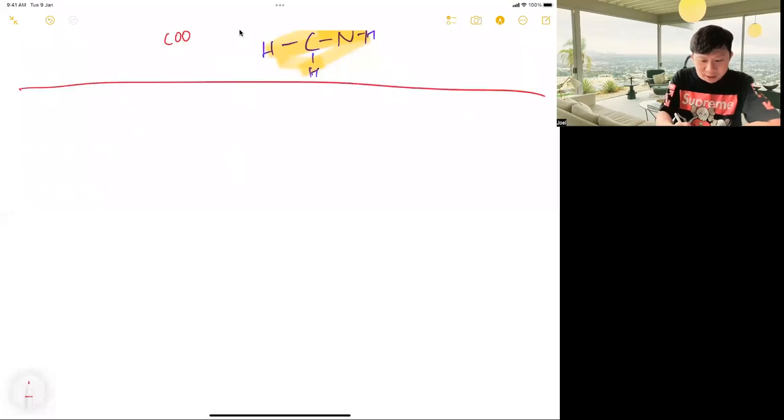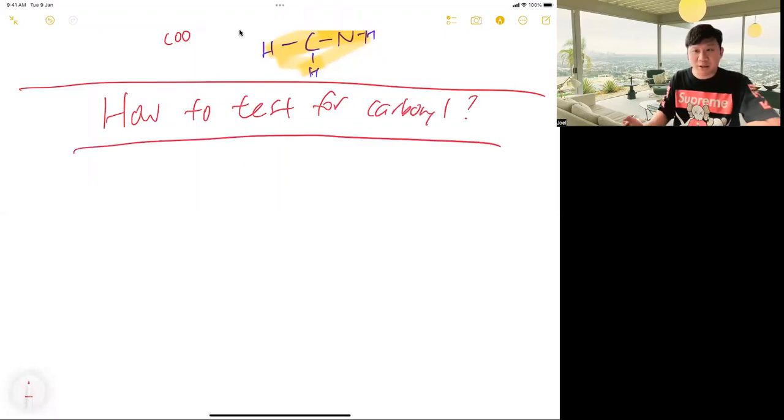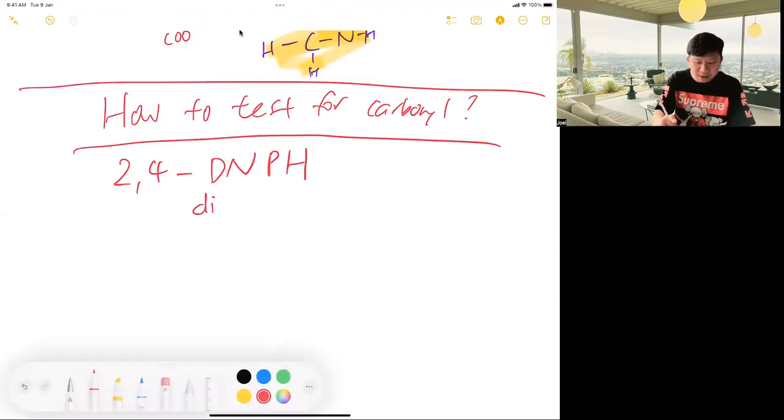How to test for carbonyl? How to test for carbonyl compounds? We need to know. So we use our good friend called what? 2,4-DNPH. Many students don't know how to draw it because they don't know the name. So can you write the name down? There are different colors. See, good.